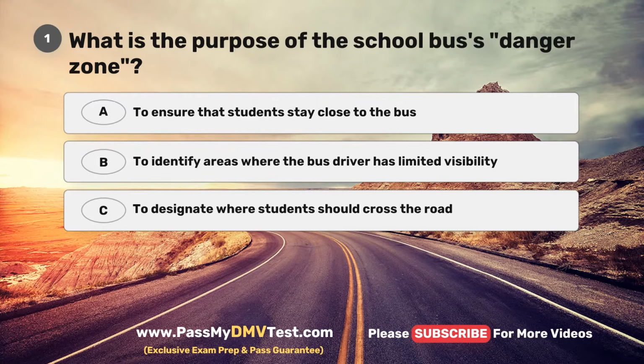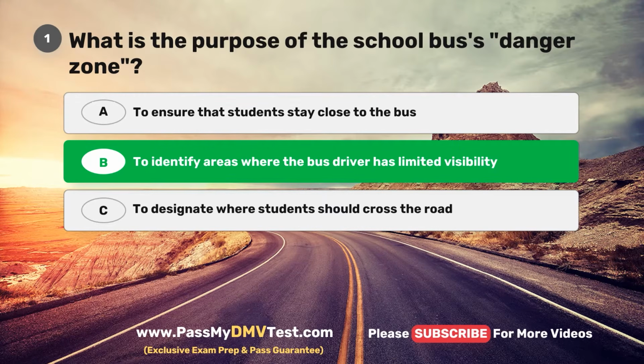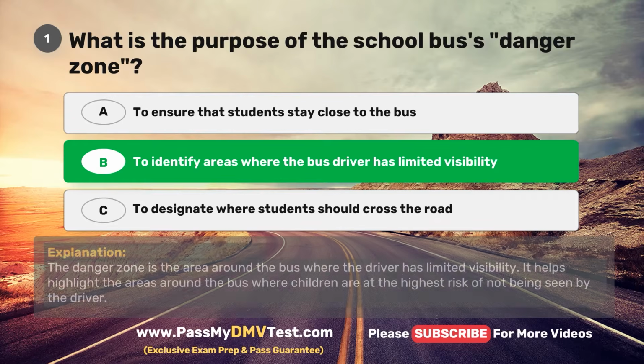Question 1. What is the purpose of the school bus's danger zone? A. To ensure that students stay close to the bus. B. To identify areas where the bus driver has limited visibility. C. To designate where students should cross the road. The correct answer is B. To identify areas where the bus driver has limited visibility.